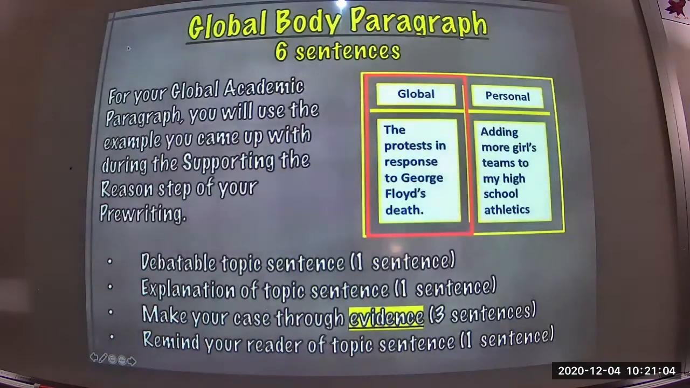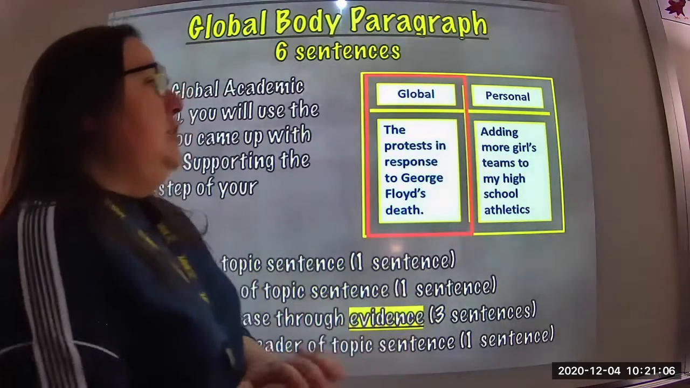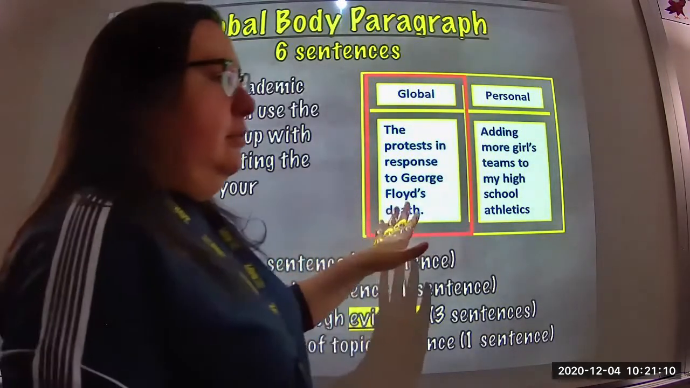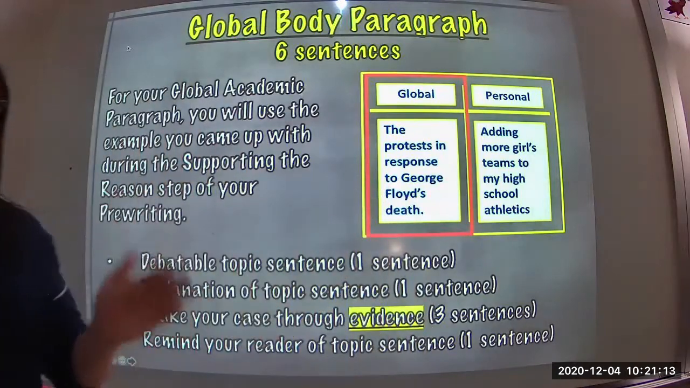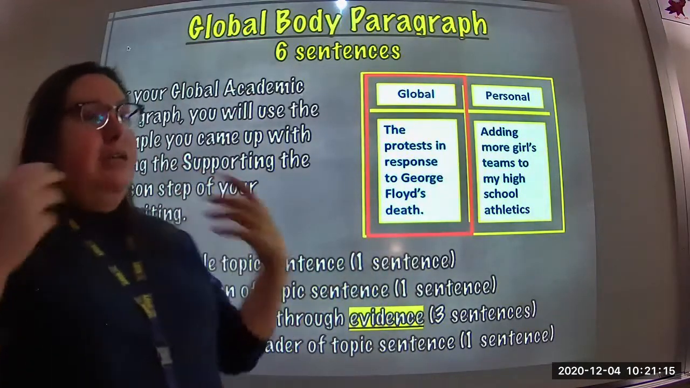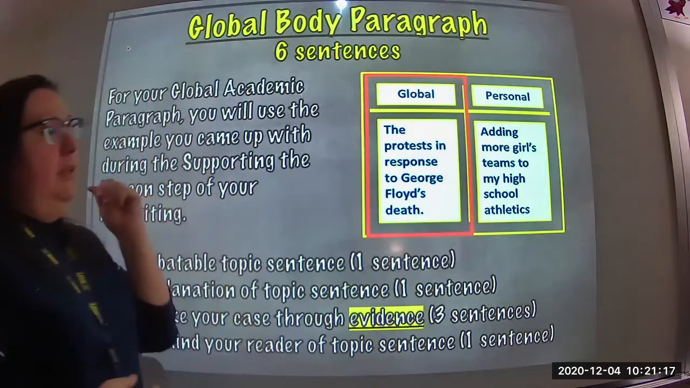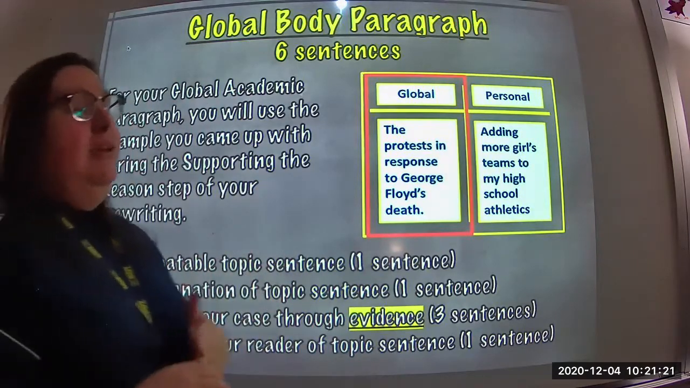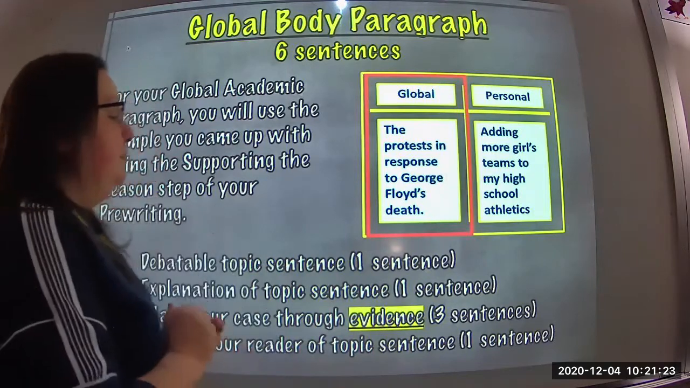Now, the way that you set up your academic paragraphs is you're going to find a global reason or example that supports your thesis. Now, global means outside of yourself. That means something in the real world. It can be movies, it can be books, it can be events that are going on.